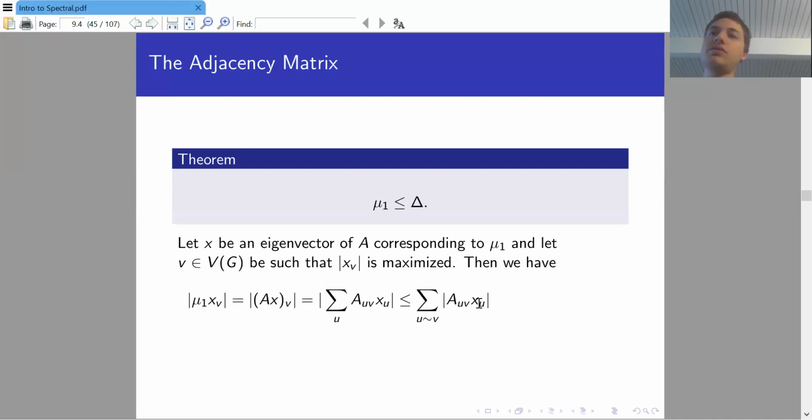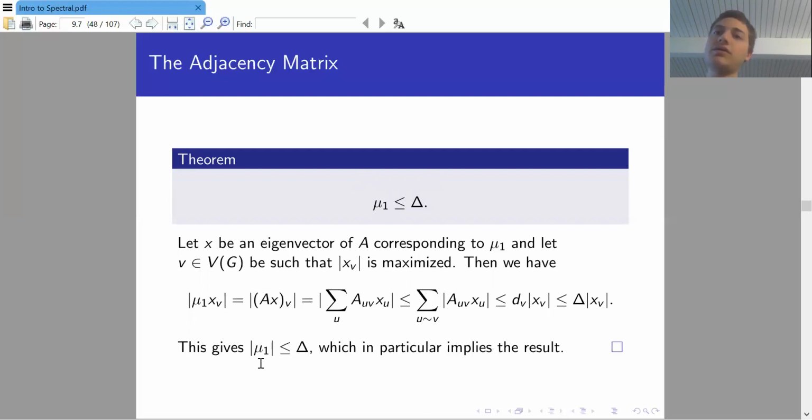And then we can do the triangle inequality to bring the absolute values into each of these terms. And now A_uv is in general at most 1, and x_u in absolute value is at most x_v, simply by how we chose v. So each of these terms is at most the absolute value of x_v. Because there are exactly the degree of v terms in the sum, each of which is at most x_v in absolute value, we get this quantity here. And we can upper bound the degree of v by the maximum degree of the graph. So this gives this chain of inequalities, and this gives that the absolute value of mu1 is at most the maximum degree, which in particular implies the stated result.